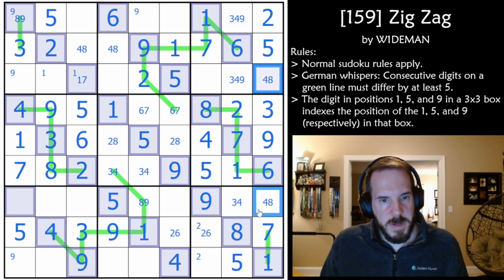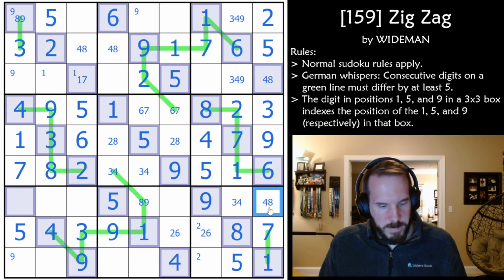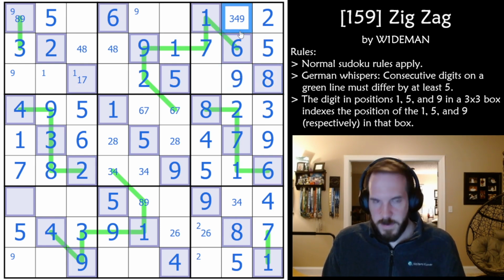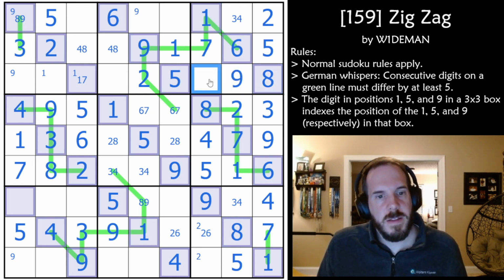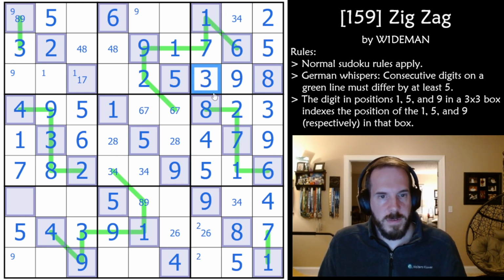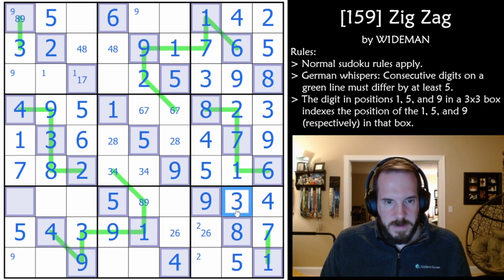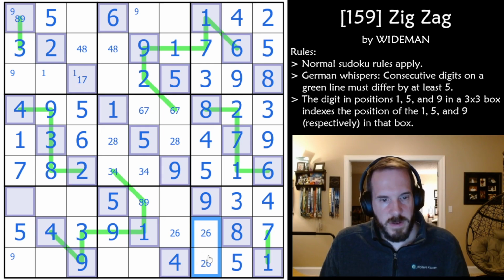Being helped out by Sudoku? I don't think so yet. Oh, this 8 here makes this a 4, and this an 8. This 8 indexes the 9. So we got a 9 there. And then this needs to be a 3 or 4, but it's not a 4. So that's a 3 and that's 4. That's a 3. And then we've got a 2, 6 pair here left in box 9.